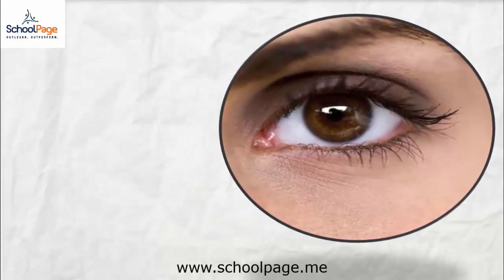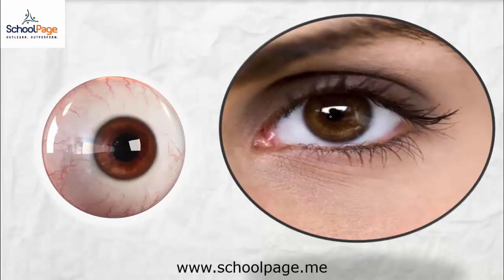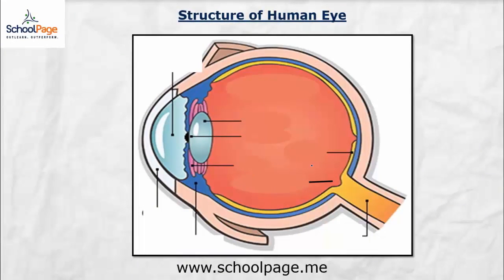So when the eye is removed from the socket, it will look something like this. So this is the eyeball. The eyeball is approximately spherical in shape. So let us study the internal structure of the eye. This is the internal structure of the human eye, which has a diameter of about 2.3 centimeter. So this is the diameter of the eye.